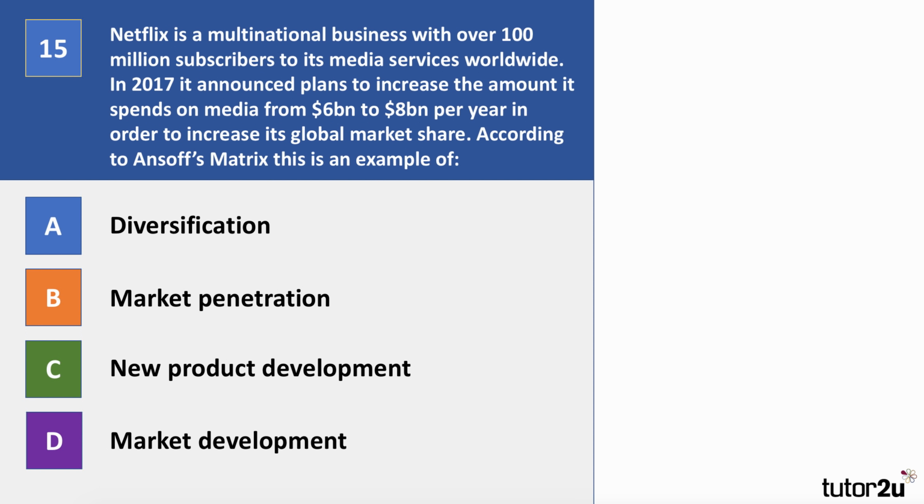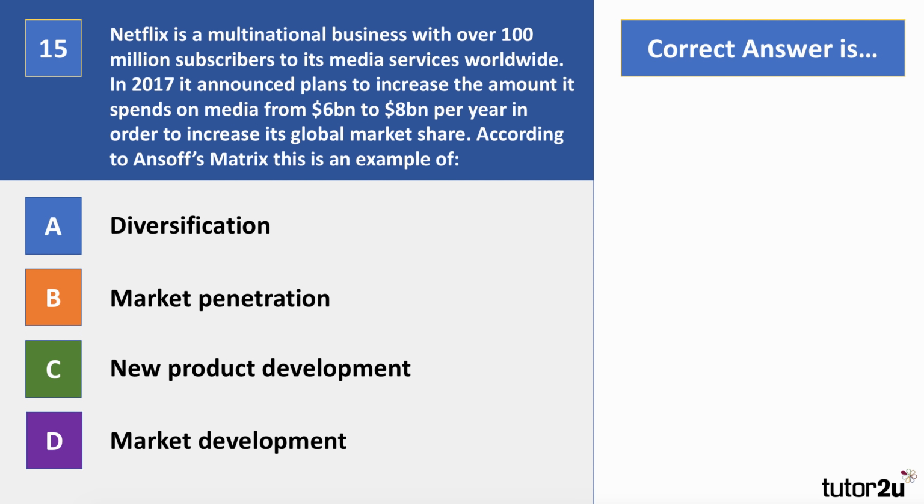I put this in because last year the Ansoff question in 2017 was answered incorrectly by 67% of students. So we need to make sure that we get the next Ansoff question right whenever it comes. In this case, the answer hopefully you picked out was answer B, market penetration. And the key with these questions is there's always going to be a clue in the words of the question.